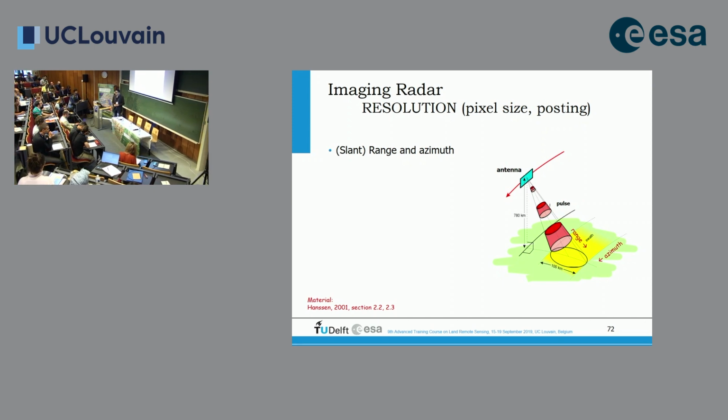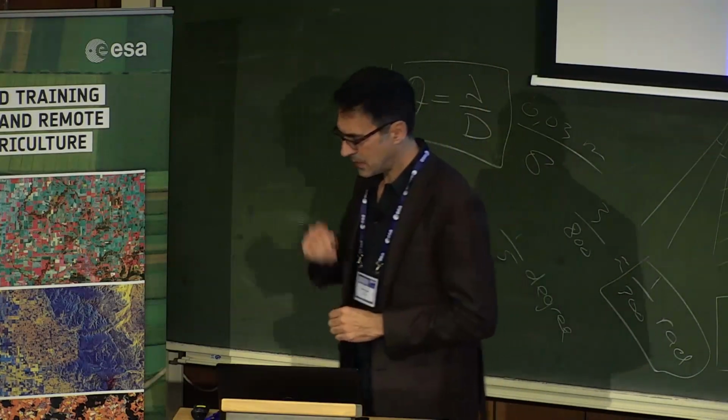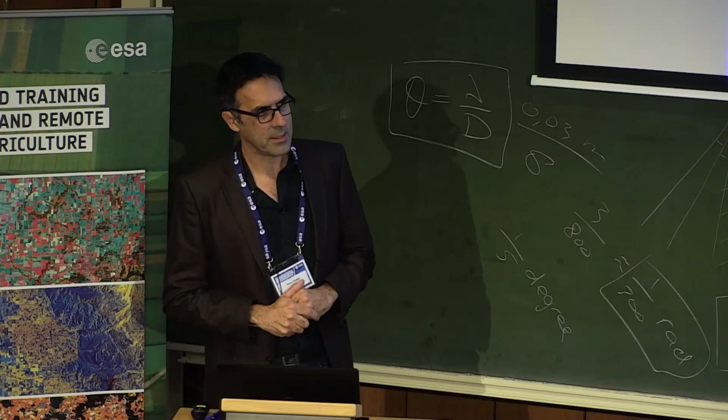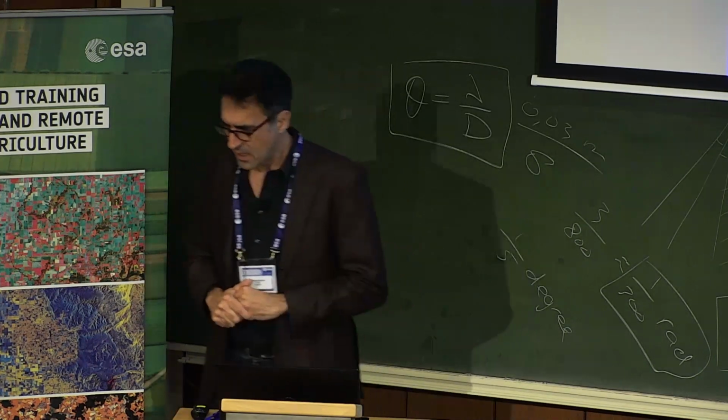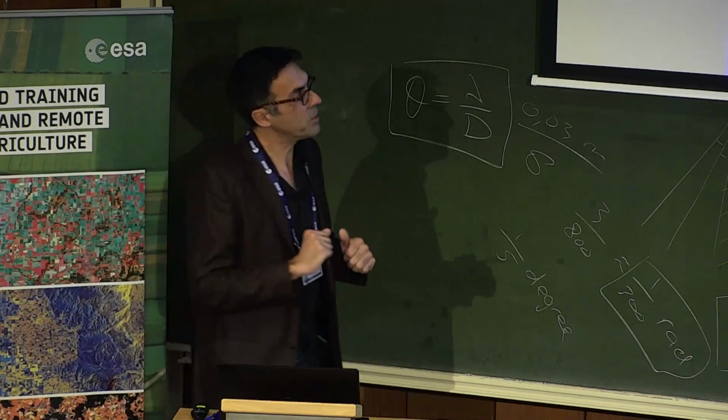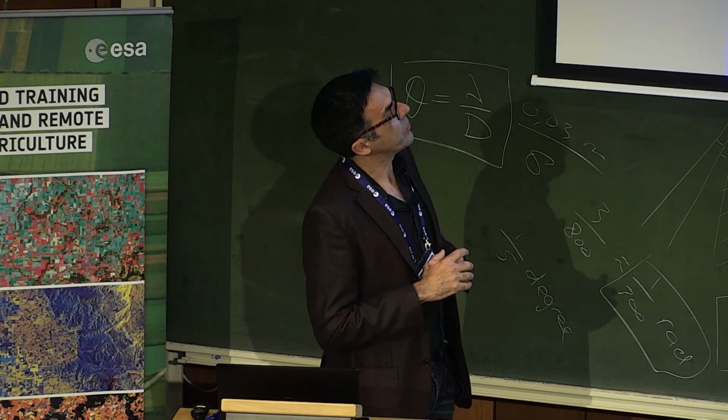Then I would like to say a couple of words on scattering mechanisms, and then finally go to some applications that I was talking about in the beginning. Okay, so we said we have azimuth and range direction. Azimuth is known. Let's look at the range direction right now.